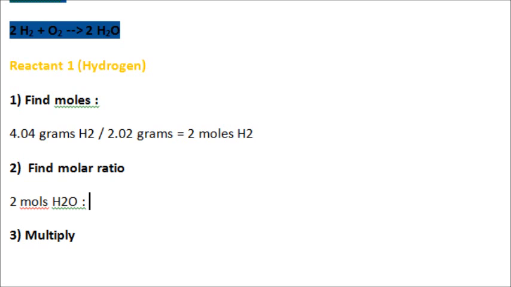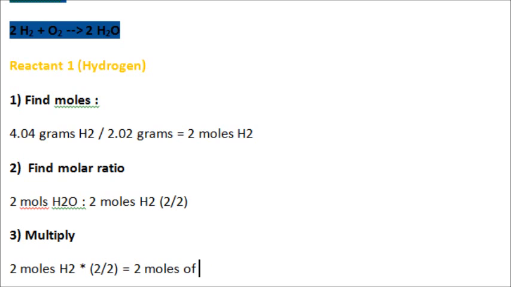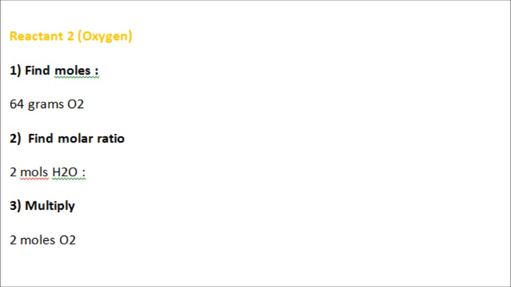All right, step 2, find molar ratio. If you know how to do that, stoichiometry video, check it out. 2 moles H2O to 2 moles H2 is our ratio, which is the same as 2 over 2, and multiply the two steps together. 2 moles H2 times 2 over 2 equals 2 moles of H2O would be produced from the hydrogen. And now we just do the exact same for the oxygen.